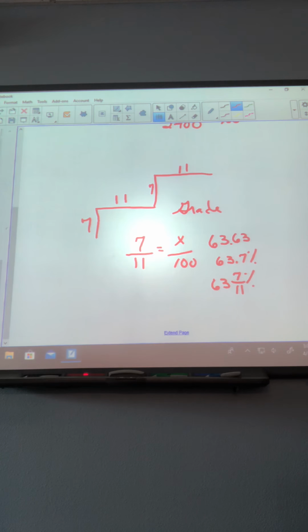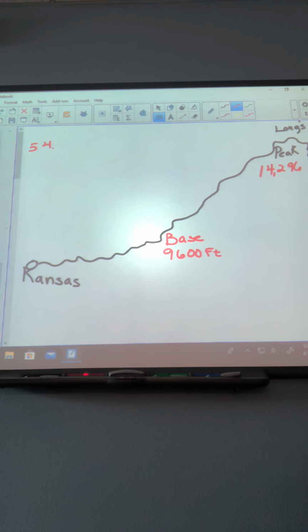Okay, so now let's look at the next one. The next one's fun for us Coloradans because it talks about a very popular peak in Colorado, Long's Peak. And it says, the slope of Long's Peak from a base elevation of 9,600 feet, Long's Peak in Colorado rises to a summit elevation of 14,256 feet over a horizontal distance of about 15,840 feet.